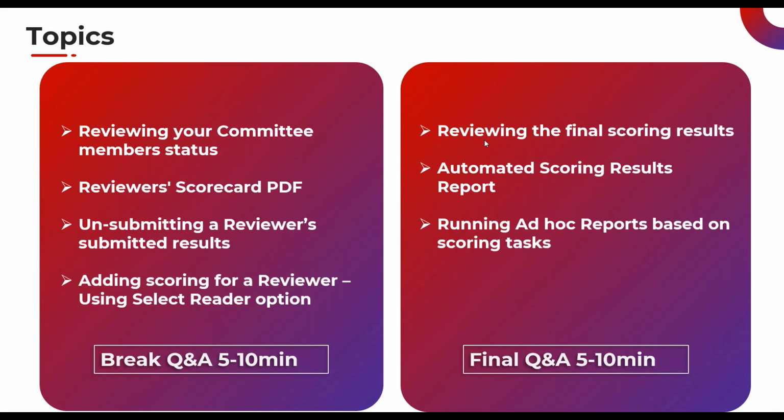After that, we'll talk about the final 3 topics: reviewing the scoring results, the automated scoring results if you're using automated scoring, and running your ad hoc reports. If you want to create a report based on the specific scores, how do you get those reports? What's the best way to run an ad hoc report to see just specific tasks that you've created? We'll go over that at the end and then take a final quick break to address any more questions that may have come in.